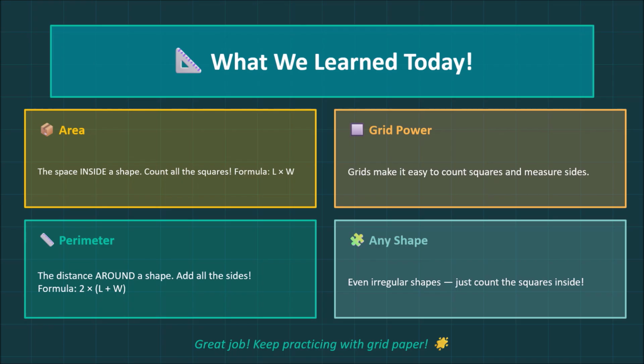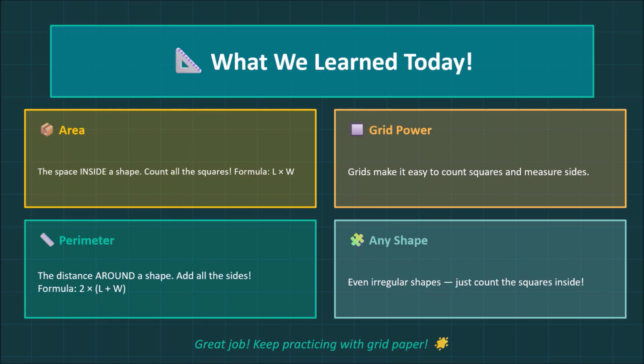Awesome work today, dears. Let's do a quick recap of what you have learned. A grid is made of equal squares. Each one is 1 unit. Area is the space inside a shape. Count all the squares or use the formula length times width. And perimeter is the distance around a shape. Add all 4 sides or use 2 times length plus width. And we also discussed irregular shapes. We have an idea, right? To find the area, just count every square inside.